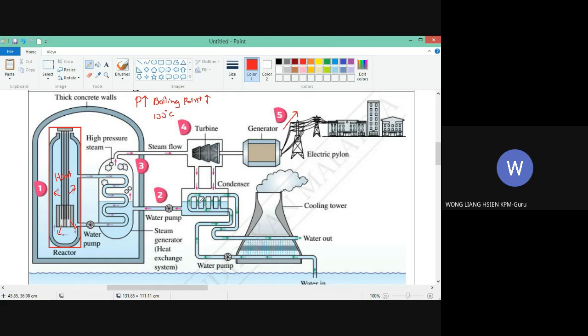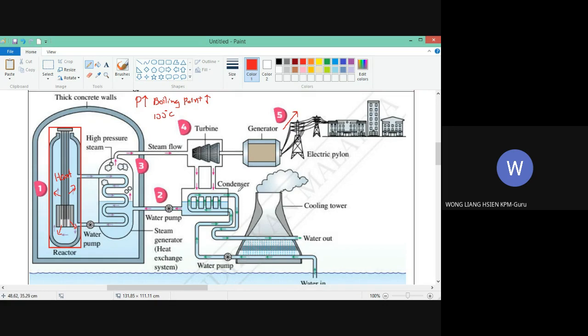So that the steam can undergo condensation. So the steam undergoes condensation, turns back into water, and then it can be pumped back into this water tank, heated by the water from the reactor, turn to steam, and continue to rotate the turbine.